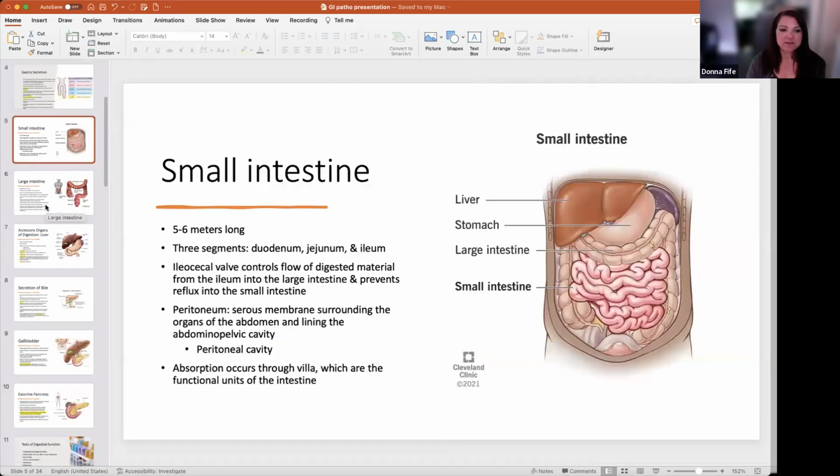Now, the small intestine is about 5 to 6 meters long. There are 3 segments to it. We have the duodenum, the jejunum, and the ileum. We have the ileocecal valve, which controls the flow of digested material from the ileum into the large intestine, and this prevents reflux into the small intestine. The peritoneum is a serous membrane that surrounds the organs of the abdomen and lines the abdominopelvic cavity, which is known as the peritoneal cavity. Absorption occurs through villi, which are the functional units of the intestine.